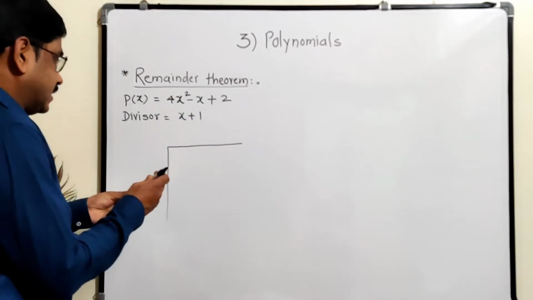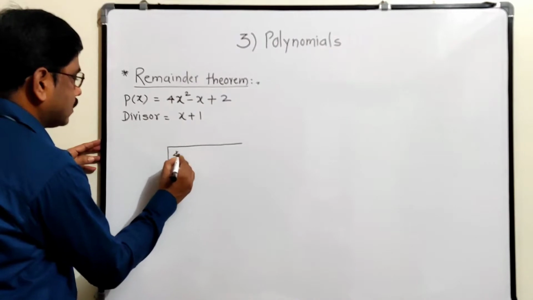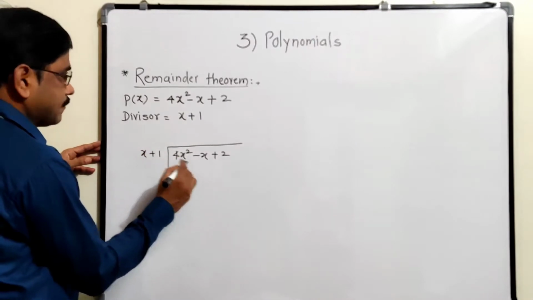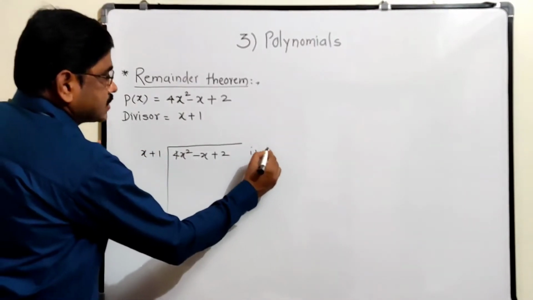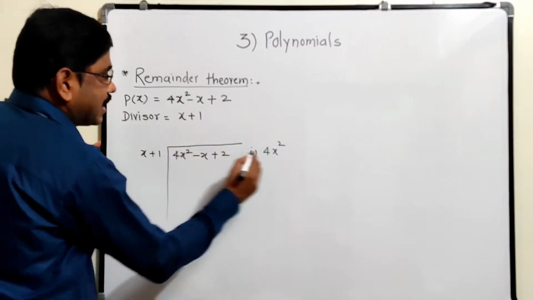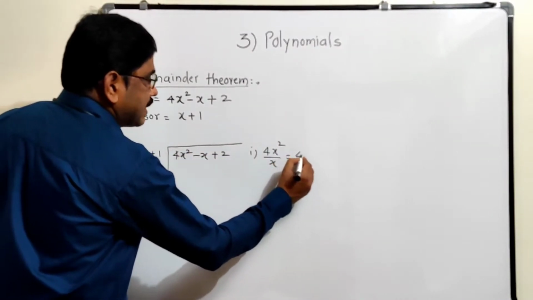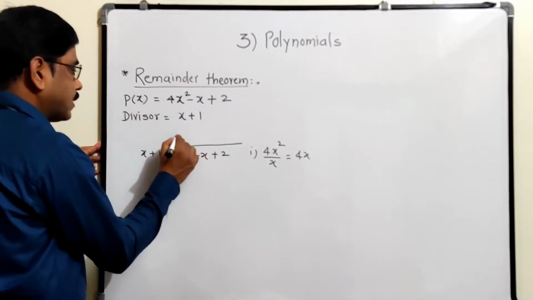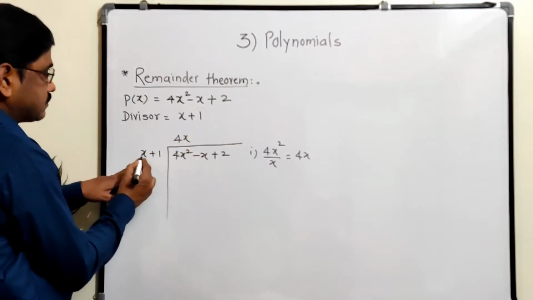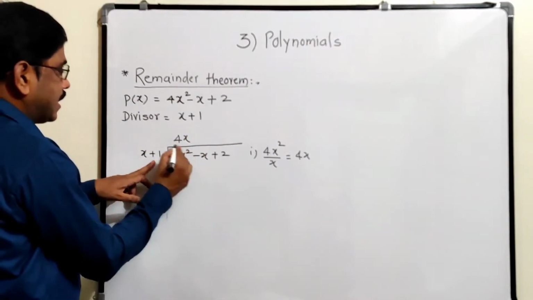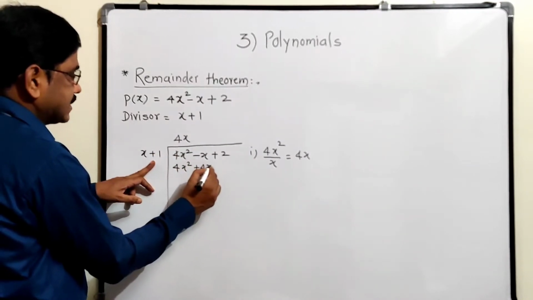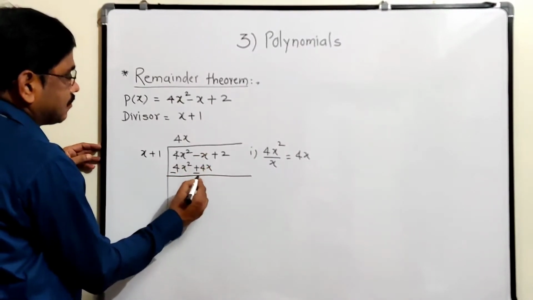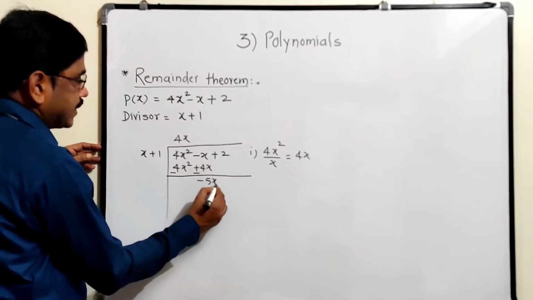By simple division method, write the dividend here, 4x square minus x plus 2, and here the divisor is x plus 1. Our first step is first term of the dividend divided by first term of the divisor. You know this one. So 4x. x, 1x gets cancelled and 4 as it is. So 4x is the first quotient. Multiply 4x by this x, we get 4x square. And 4 into x means 4x. Change the sign, minus 4x, and minus 4x and minus x become minus 5x plus 2.